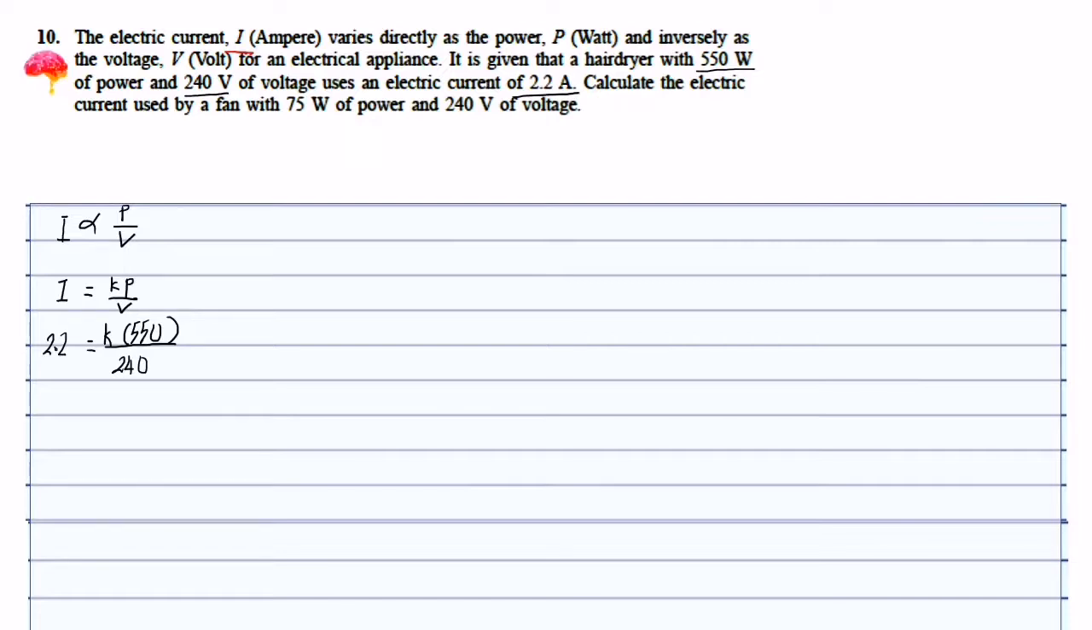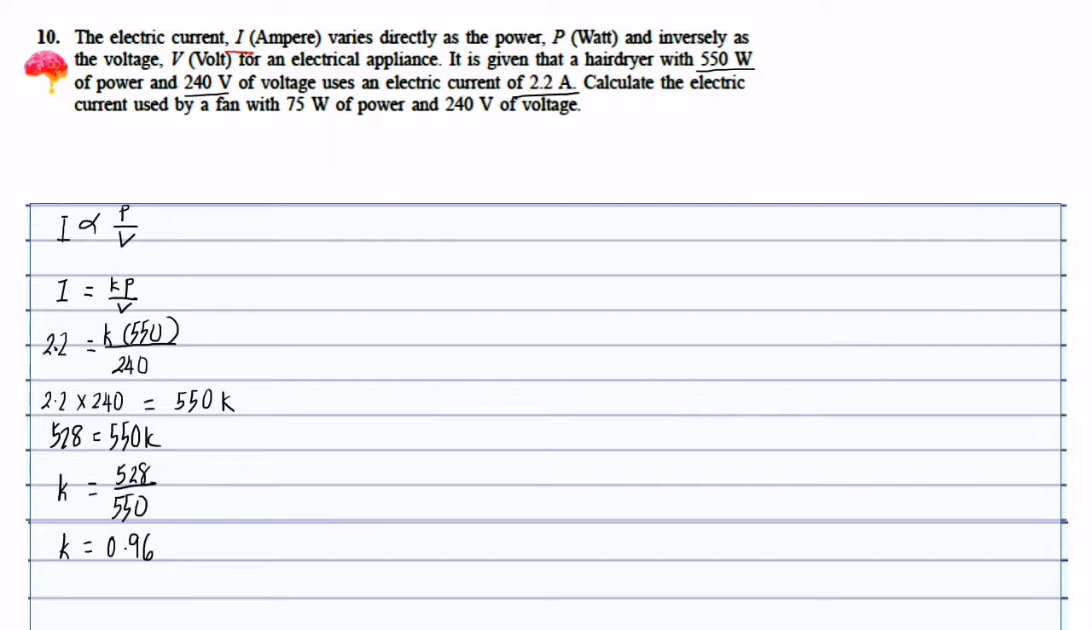We find the value of k. 2.2 times 240 equals 550k. 528 equals 550k. So k equals 528 divided by 550. k equals 0.96.